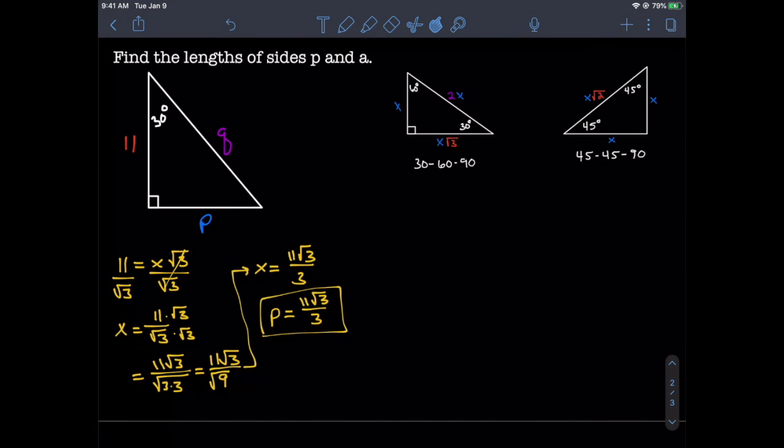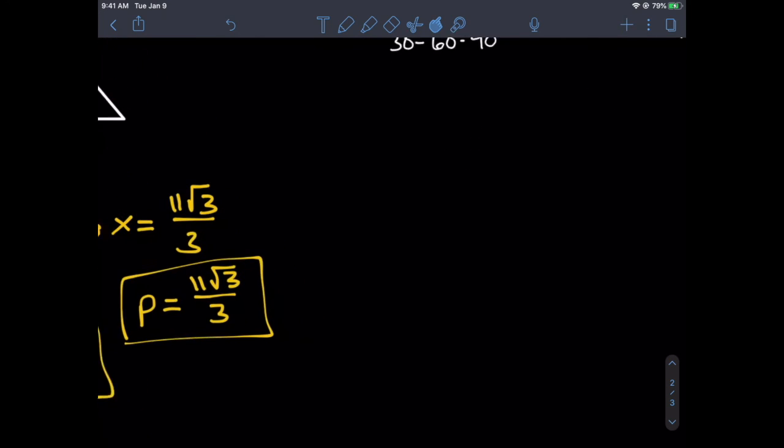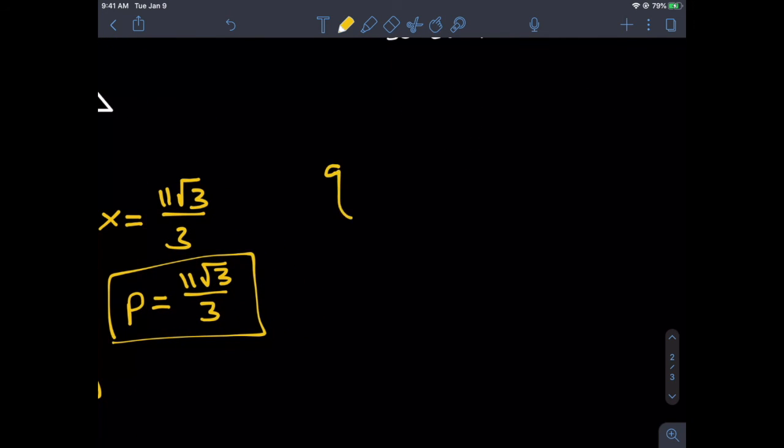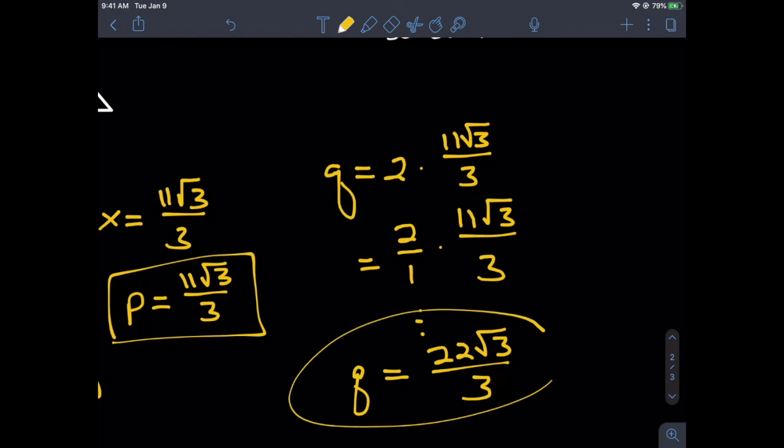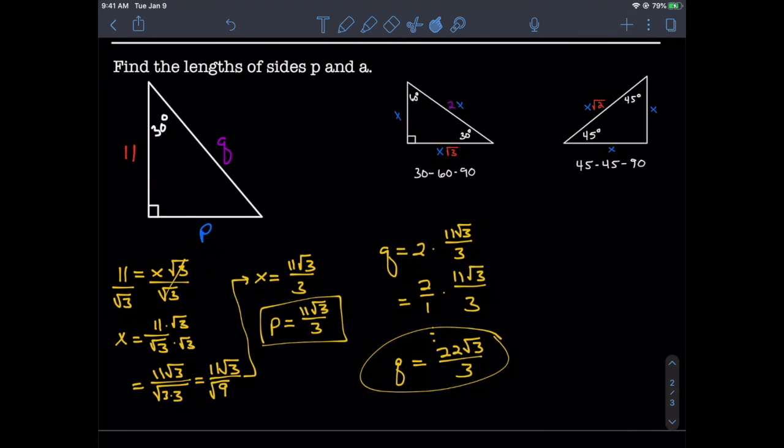Last, we got to figure out our value for Q. Q is going to be the hypotenuse of this triangle, and according to the general model, the hypotenuse is 2 times x. If x is 11 times the square root of 3 over 3, to figure out what Q is, we're just going to double it, aka 2 times 11 times the square root of 3 over 3. Now we could turn that 2 into 2 over 1 to make our fraction operations a little bit easier, and that's going to allow us to get a final answer of, drumroll please, Q is equal to 22 times the square root of 3 over 3. Bingo!